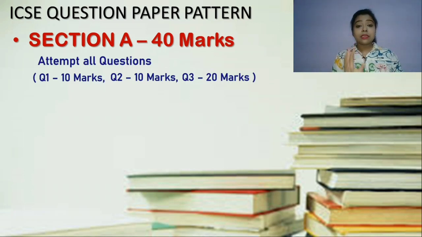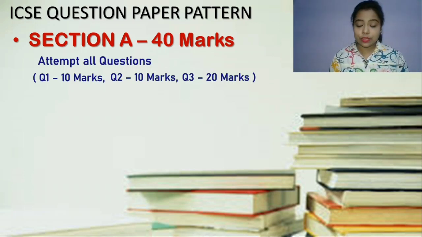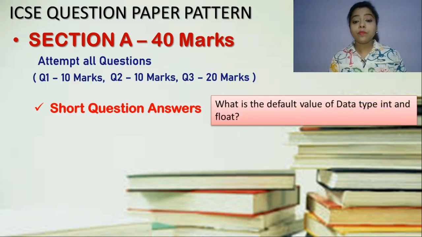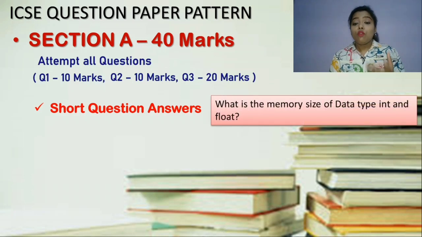Now let me discuss what questions are present in this section. Okay, first thing is short question answers. So what are the short question answers? These are the objective type question answers. Let me show you one example. What is the default value of data type int and float? So these are the objective type questions. What is a literal, or what is the memory size of data type int or float? This type of question belongs to the short answer type.